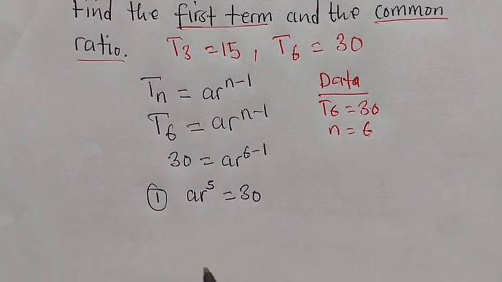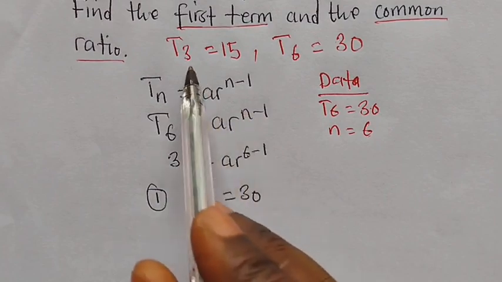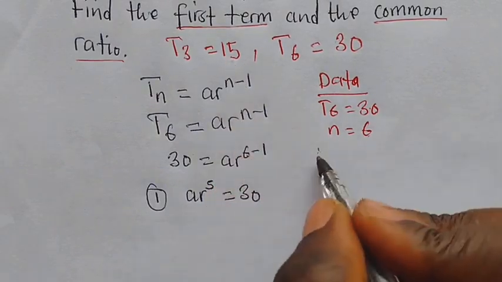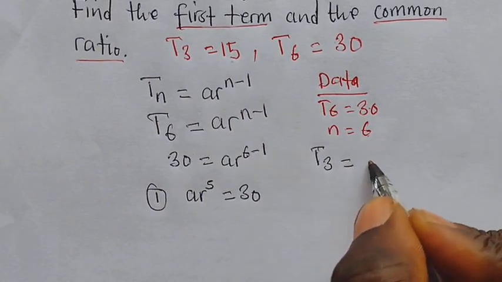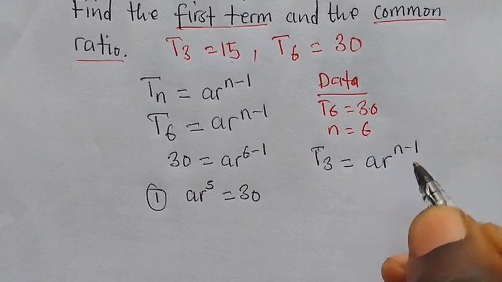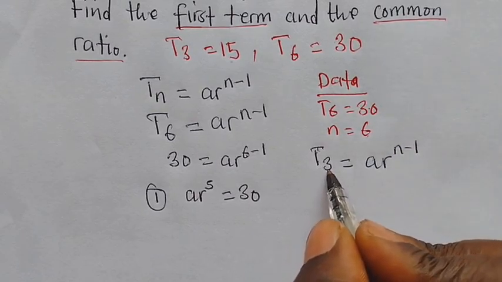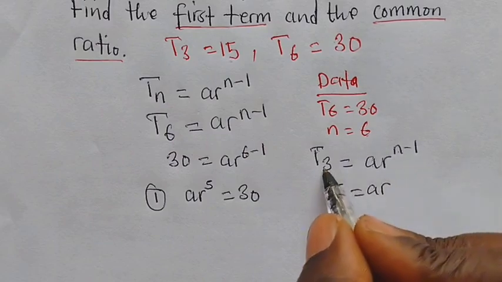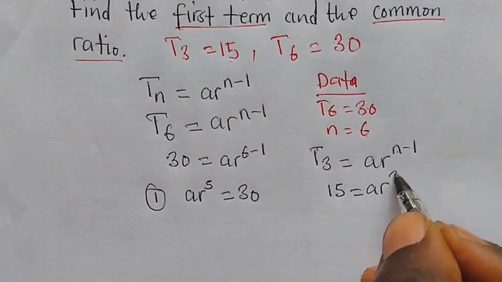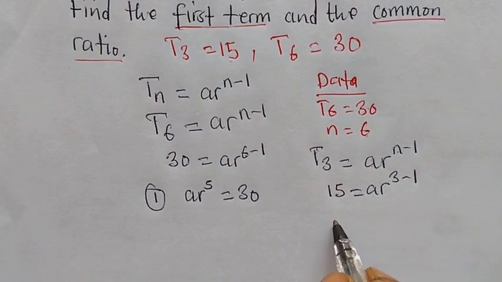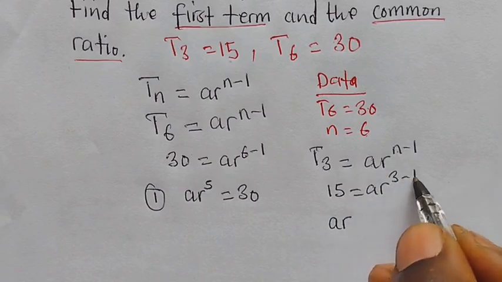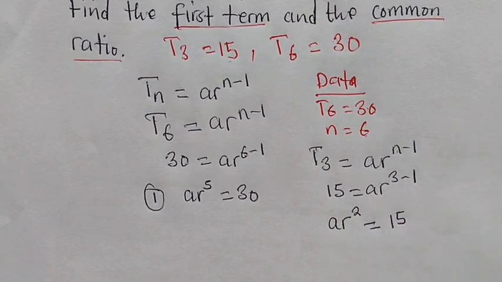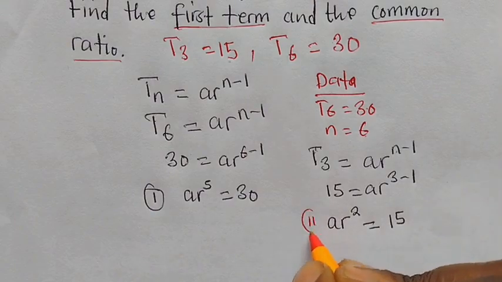So after doing this, we can also do the same thing to the third term, where we say third term, we know that this value is 15. So we say T3 equal to ar power n minus 1. So where there is term 3, we put 15 equal to ar power n, since we are using the third term, so the position of the term is 3 minus 1. And this will give us ar power 3 minus 1, which is 2, equal to 15. Okay, so we can name this as our equation 2.